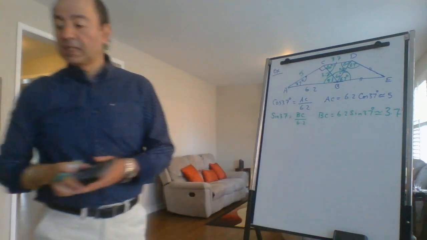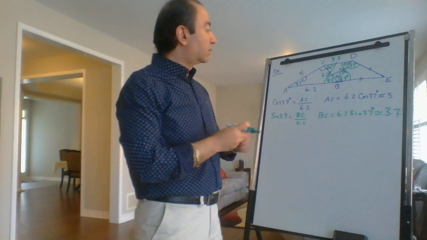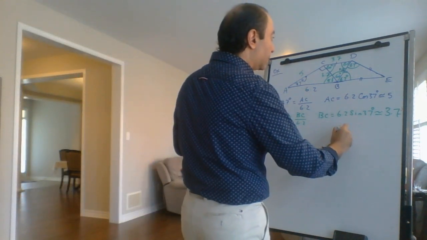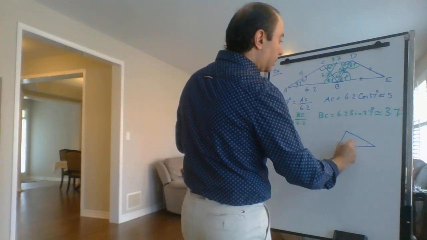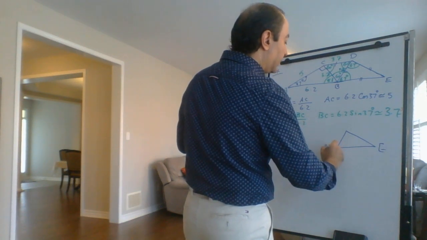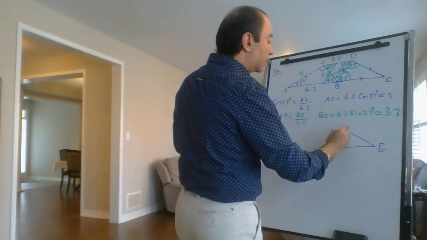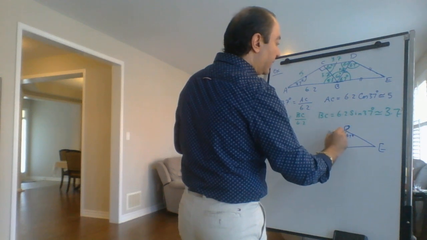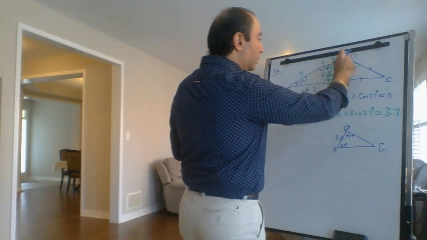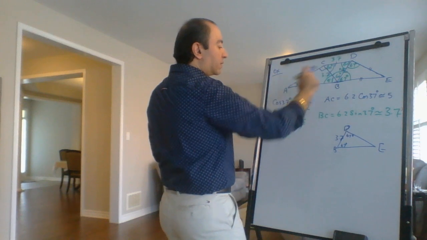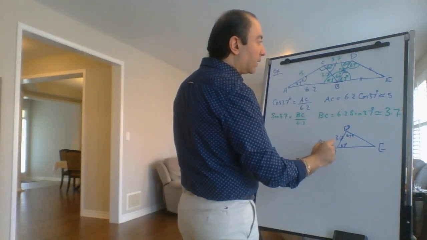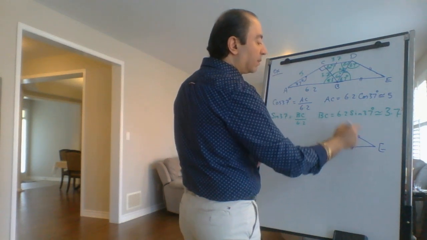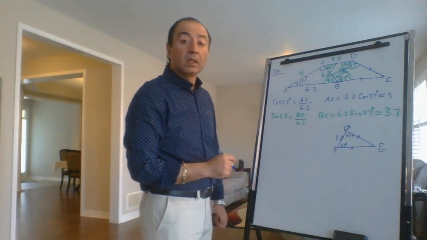Now, when I look at this triangle EBD, this angle is 67, this is 67, and this side is 3.7 because it is common in both, and this is 3.7. I want to find the length of this side and this side, and if I get one of them, I know the other because they are equal.